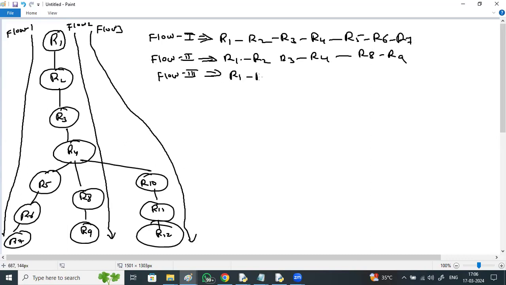Flow 3: R1, R2, R3, R4, R10, R11, R21. Okay, so that's fine.